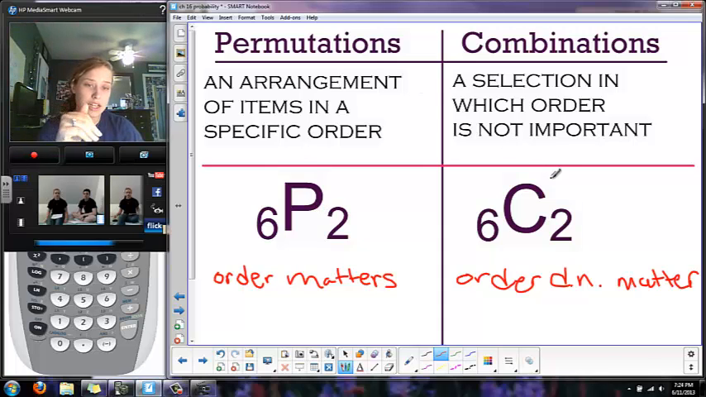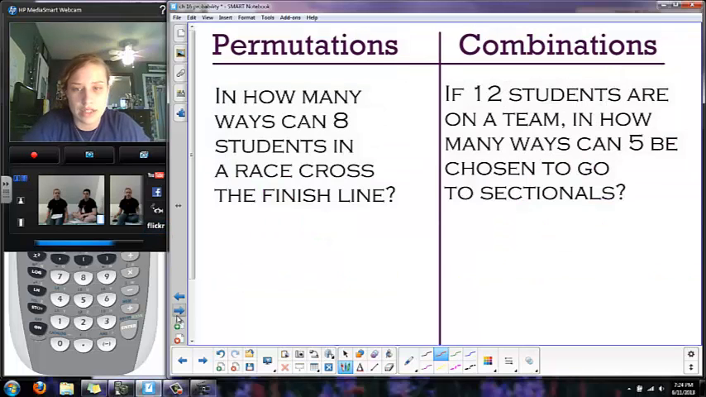Combination is more so if I'm picking a group of people to be on my team, okay? It doesn't matter if I choose John first or Joe first, because everybody is on the team together. So in that case, order does not matter. So hopefully that helps you a little bit, but we're going to do some examples just so that we can really solidify what I'm talking about.